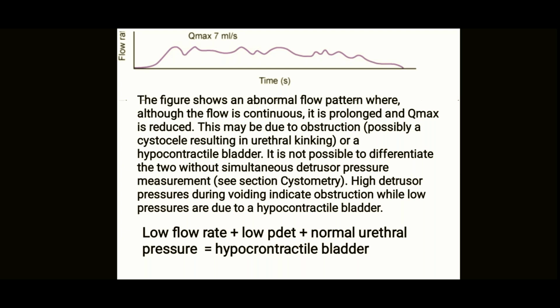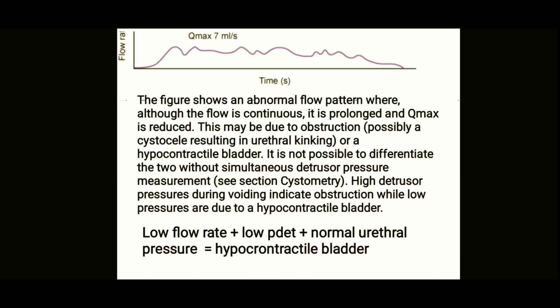So the obstruction could be because of the urethral kinking or because of the cystocele, right? It is not possible to differentiate the two without simultaneous detrusor pressures. So the detrusor pressures you will get only from the cystometry, which we'll be seeing in some time. The high detrusor pressure during voiding indicates obstruction. Low detrusor pressures are due to hypocontractile bladder.